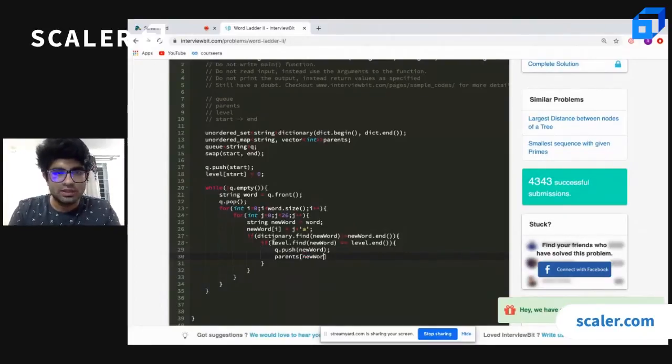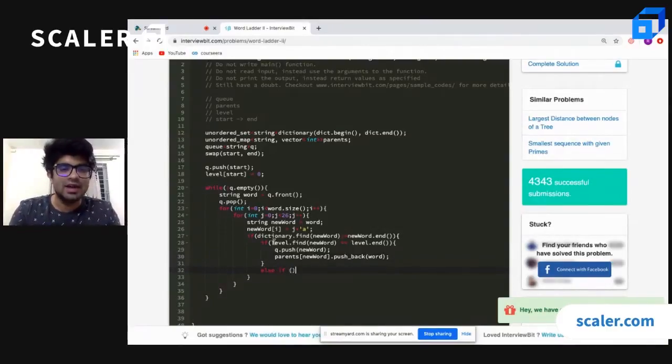So the parent for this new word will be equal to the word itself, because I am just coming to that new word from word. Oh, sorry. I just keep it as a vector. So it's good to do it this way. So I just keep the parent information as well.